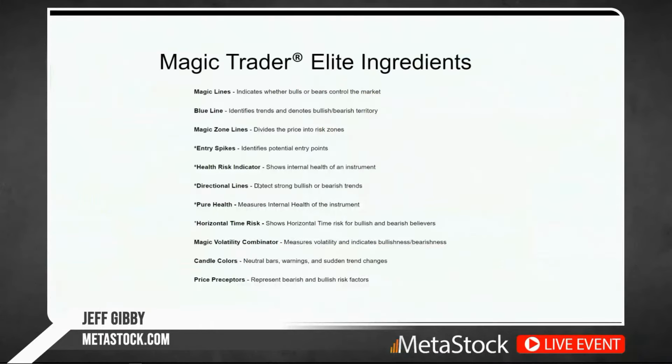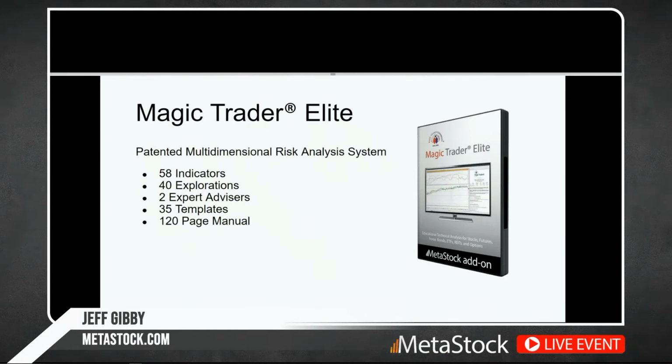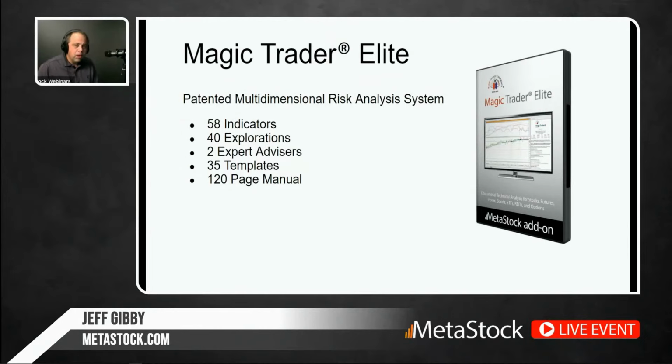The other thing I want to talk about is really how big this is. We talked about some of the core ingredients today. Peter, you did a great job of identifying those and outlining them. But in terms of this add-on, it's got 58 different indicators, 40 explorations, 2 expert advisors, 35 templates, and a 120-page manual. The real goal for us, one of the things I wanted to do, is really show you that it can help you.